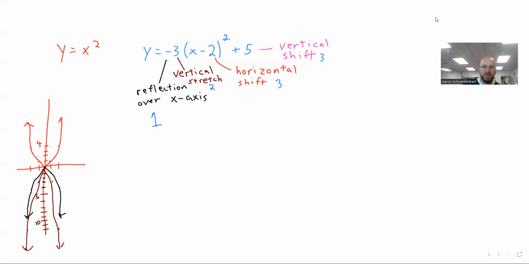I will apply both my vertical and horizontal shifts. So I'm going right 2. I'm going to take this graph, move it over right 2, and then up 5. Take this point, move it right 2, and up 5. Take this point, move it right 2, up 5 to negative 7. And there is my graph.